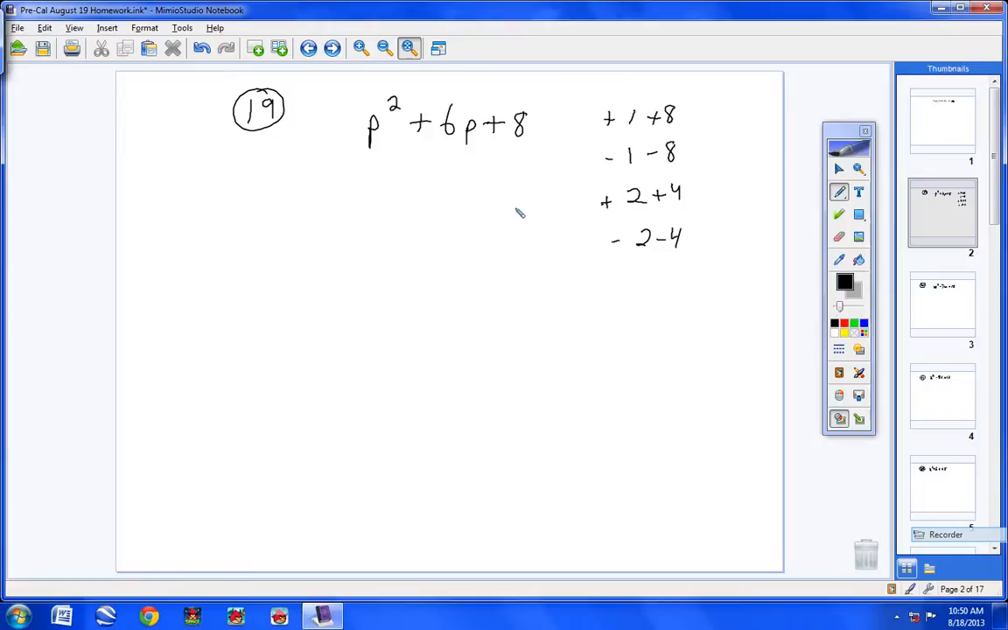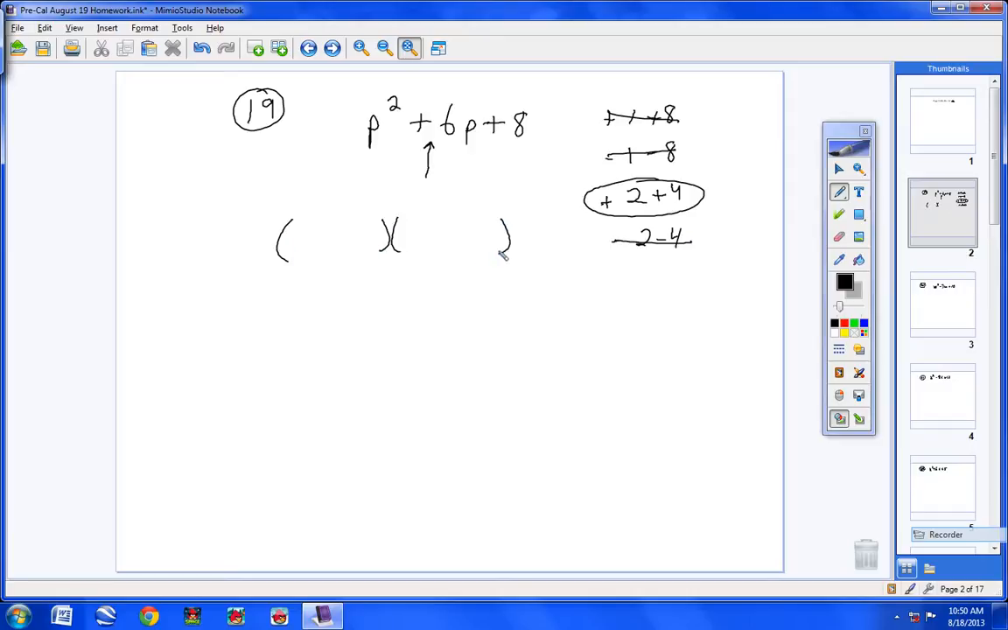And step 3 says choose one of these groups based on your middle term. Now your middle term is a positive 6. So let's see. No, no, no. Yes. If I add those two numbers together right there, I will get a positive 6. So I'm ready to put my 2 parentheses.